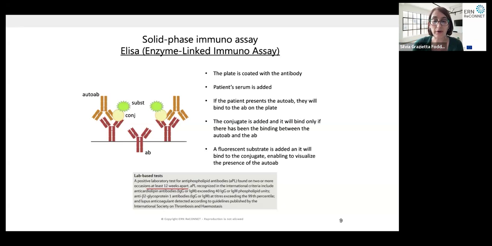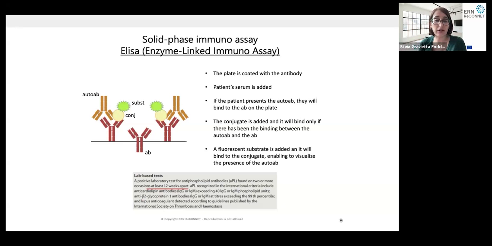What I want you to bear in mind is that technologies could be very heterogeneous and they are not comparable. So if you are running your test in your referral lab and then you are running your test in another lab, the result could be completely different. So don't be afraid if you find results that are not comparable.